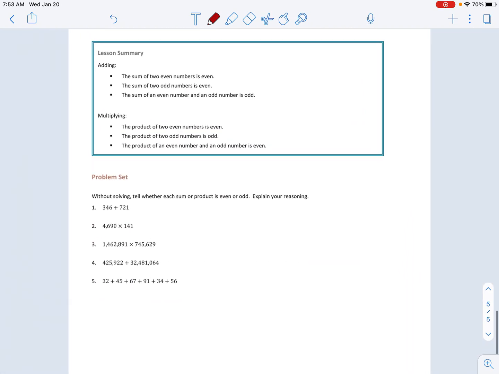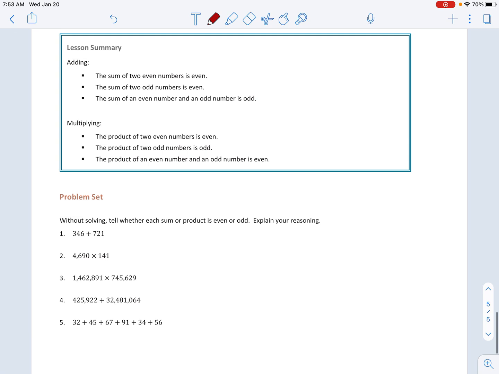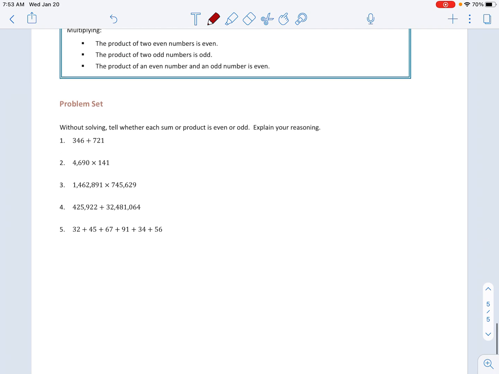All right, guys, you're going to get a problem set that looks just like this. Okay, the lesson summary. The sum of two even numbers is even. The sum of two odd numbers is even. The sum of an even number and an odd number is odd. When you're multiplying, the product of two even numbers is even. The product of two odd numbers is odd. And the product of an even number and an odd number is even.